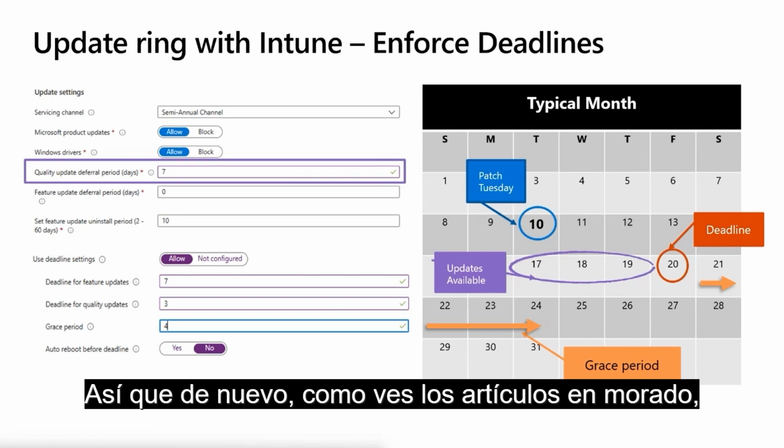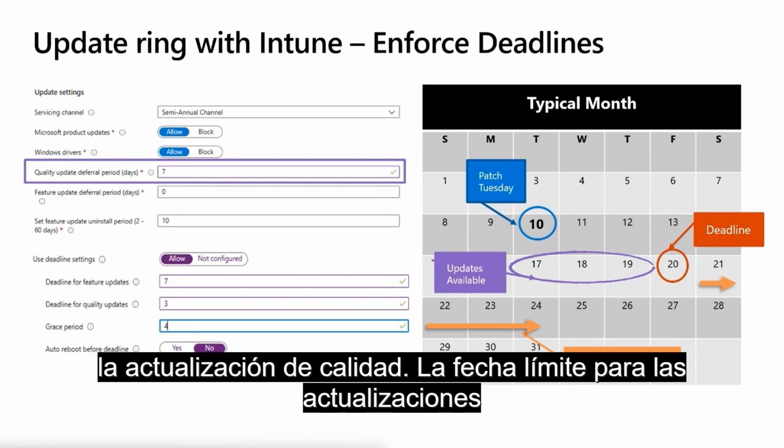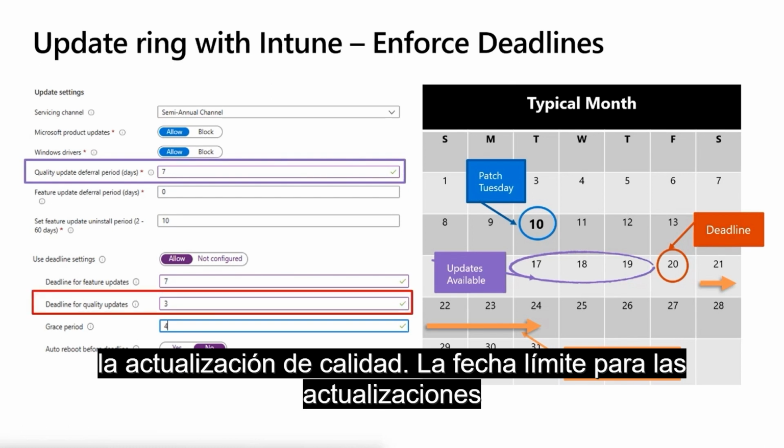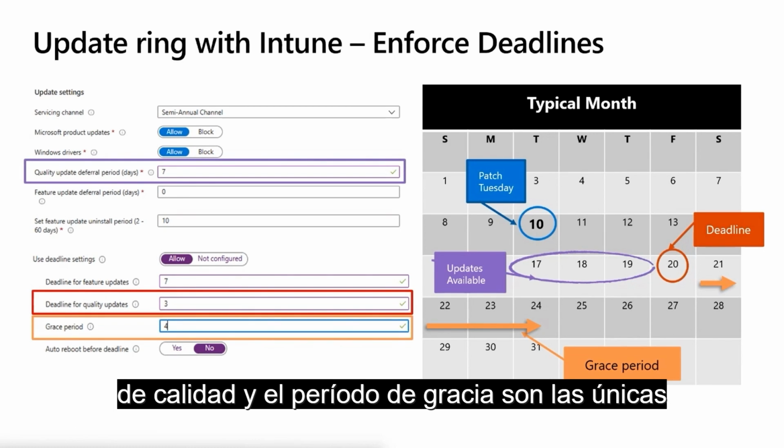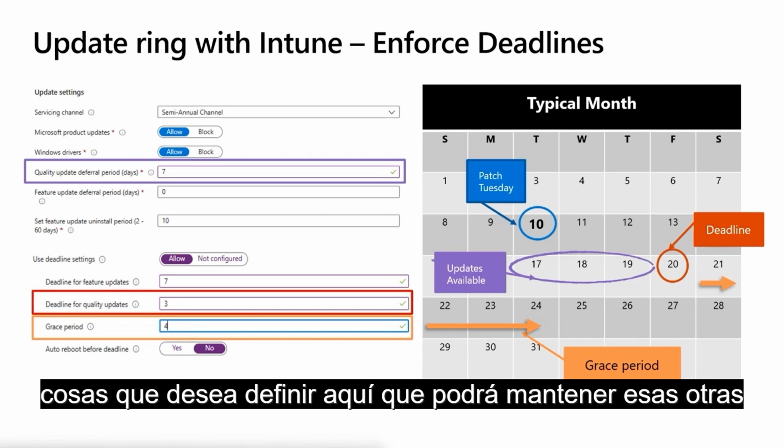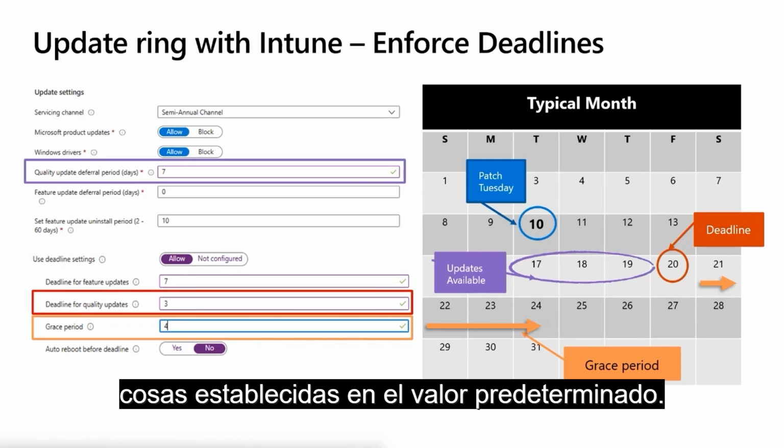So again, as you see, the items in purple, the quality update, the deadline for the quality updates, and the grace period are the only things that you want to define here, so you'll be able to keep those other things set at the default.